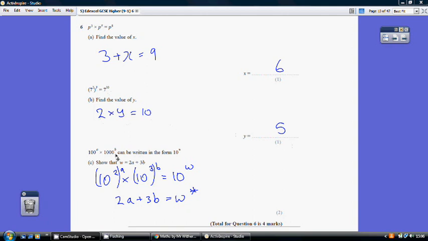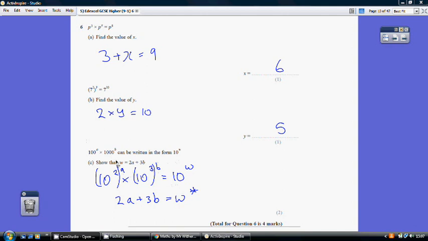Now part C, what we need to do here is to appreciate that 100 is 10 squared, so it's 10 squared to the power of A. Equally, we need to appreciate that 1000 is 10 cubed, so this is 10 cubed to the power of B, and that multiplying them together, we've been told, can be written in the form of 10 to the power of W.